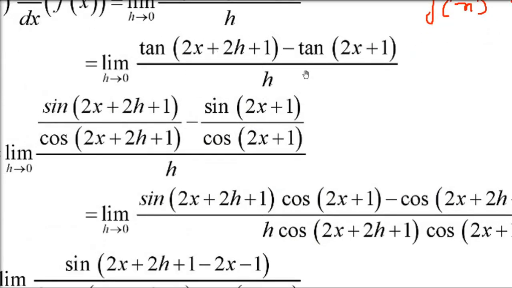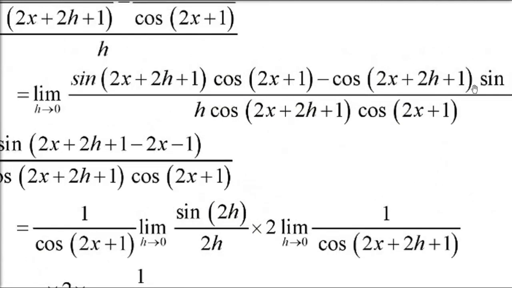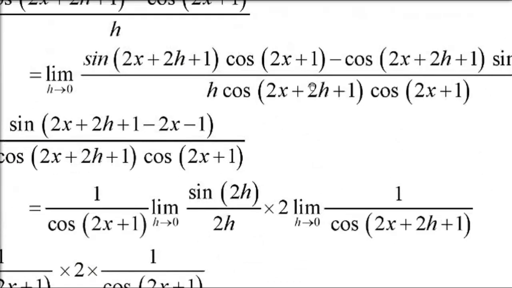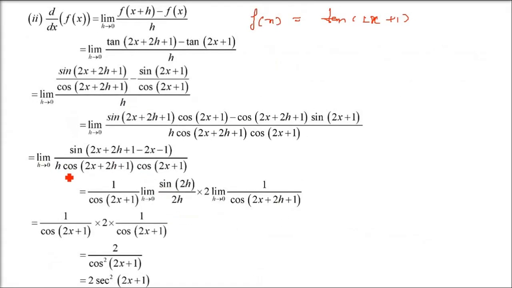So tan(2x+2h+1), now put it as sin by cos. So just take the LCM. Sin a cos b minus cos a sin b will come, and cos will be in the denominator. So sin a cos b minus cos a sin b will be sin(a−b). So sin(2x+2h+1−2x−1). So this 2x cancels, 1 cancels. You will get only sin 2h. So this is not in the limit. Cos(2x+1) you can take it outside. So only sin 2h will remain. You have in the denominator h, so you can have a 2 here and here, so that you get 2h in the denominator.